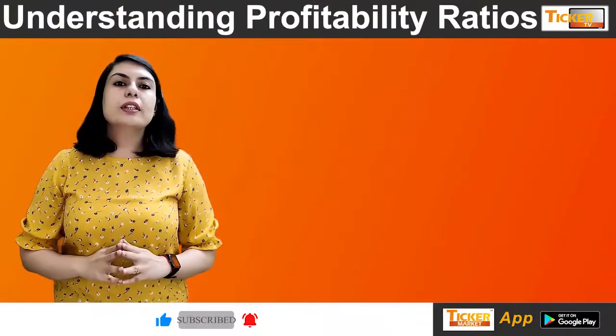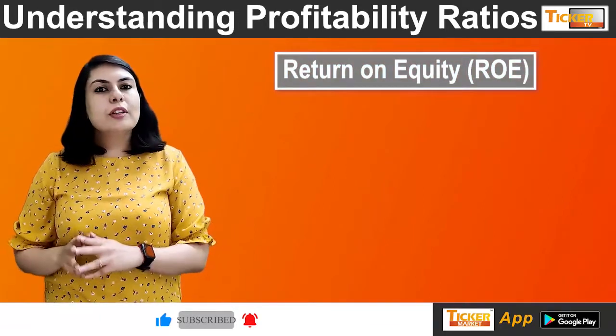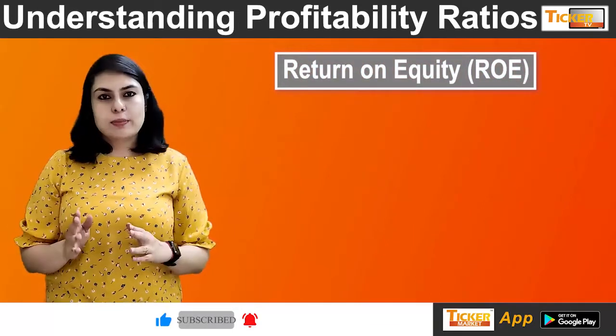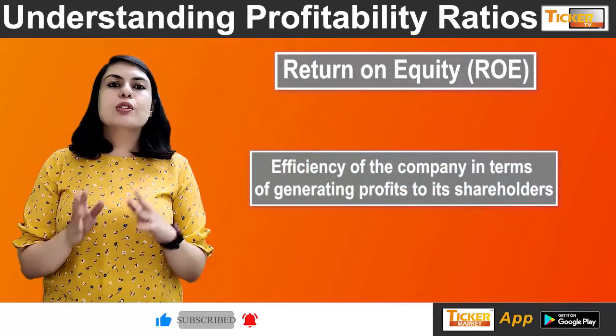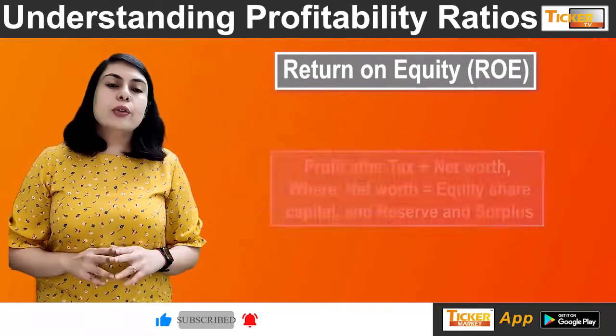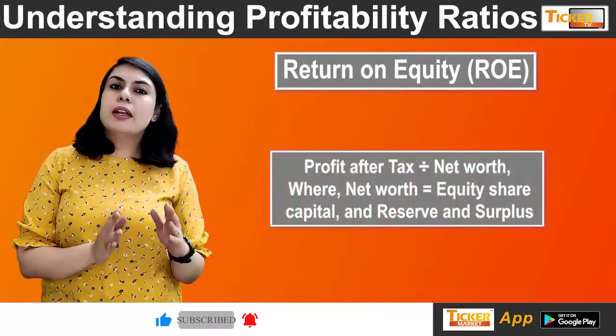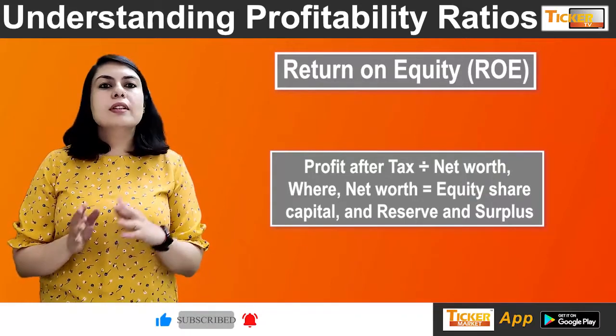The fifth ratio is return on equity. Return on equity measures the entity's ability to generate profits from the shareholders' investment. In other words, ROE shows the efficiency of the company in terms of generating profits for its shareholders. The formula for calculating ROE is profit after tax divided by net worth, where the net worth equals equity share capital and reserves and surplus.